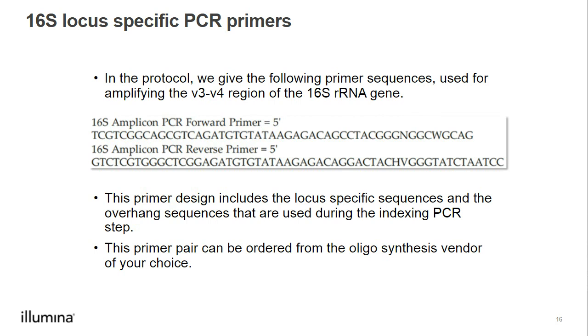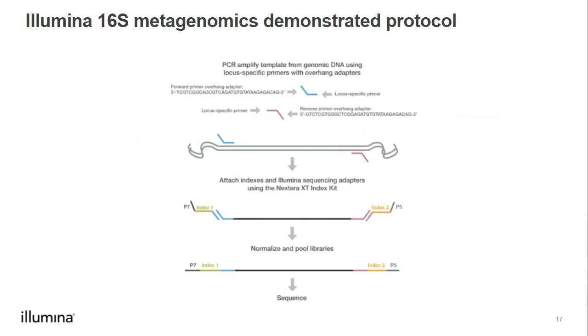Now, let's review the full library preparation workflow. We start with the first PCR, where we amplify the V3 and V4 regions with the locus-specific primer pair from our input DNA. We clean the products from the first PCR, and then we perform the second PCR. In this step, the Nextera XT V2 index primers bind to the overhang sequences that we introduced in order to uniquely index our samples and complete the adapter sequences. We clean the final PCR products, and now we're ready to validate and sequence our libraries.